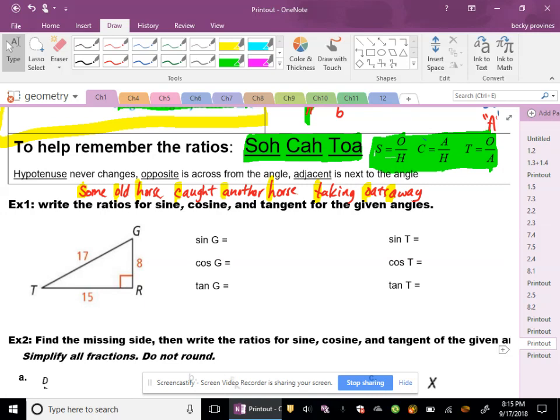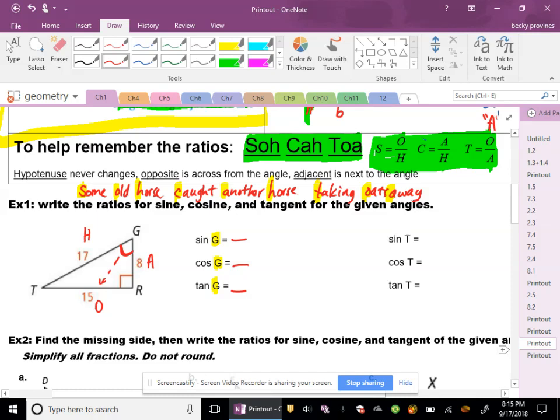Now, for example 1, notice there's a big capital G here. That means I'm working from angle G. I can only work from the acute angles. So let's label. Where's the hypotenuse? Let's just put an H. The opposite angle, so opposite is straight over here, and that means 8 is my adjacent. So I'm writing fractions. That's all I'm doing.